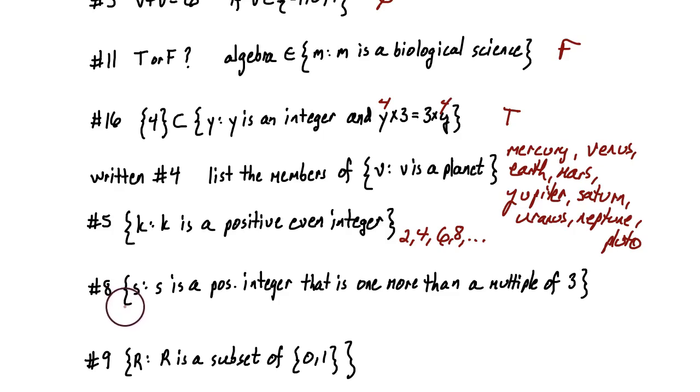Question 8, list the members of set S, such that S is a positive integer, and it has to be one more than a multiple of 3. So first let's think about the multiples of 3. The first multiple of 3 is 3 itself. One more than that is the number 4. So one element of set S is 4.